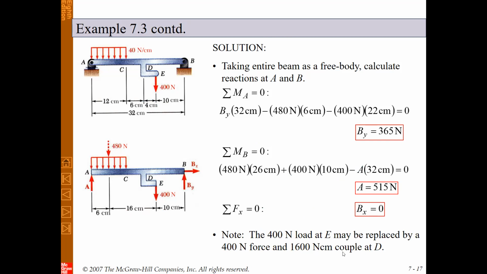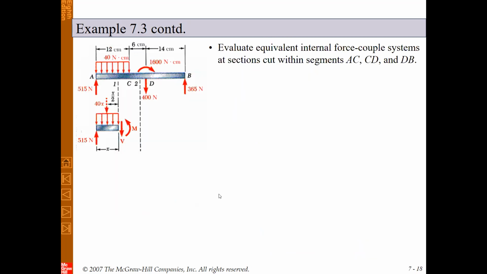Okay, as I told you, you can substitute the 400 Newton load at E by replacing by a 400 Newton force and 1600 Newton per centimeter couple at D, and we can remove this arm. Here you can see this is the resultant system. We have two reactions in the supports. We have one external force 400 Newton, which is substituted due to that arm, and also this couple 1600, and also we have one distributed load.